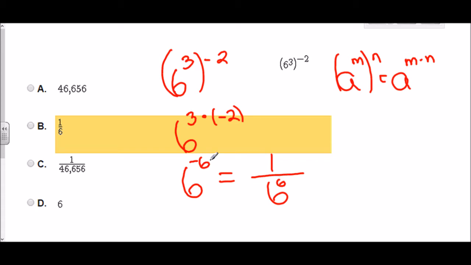And from here, we know that this choice is wrong because it should be 1 over 6 to the 6th. We also know that this one is wrong because it should be a fraction. But then you look again and you say, well, is it 1 over 6 or 1 over 46,656? Well, what we do know is that there's no way that 6 to the 6th and 1 over 6 to the 6th can be the same thing. So by process of elimination, the answer must be C.